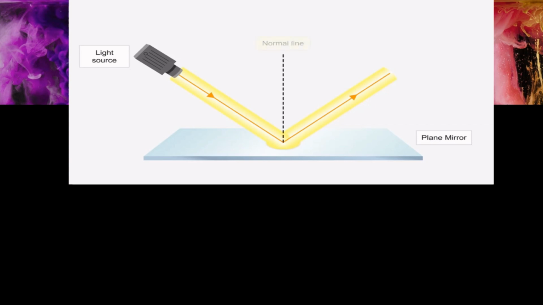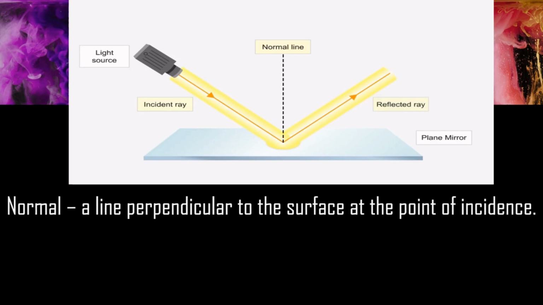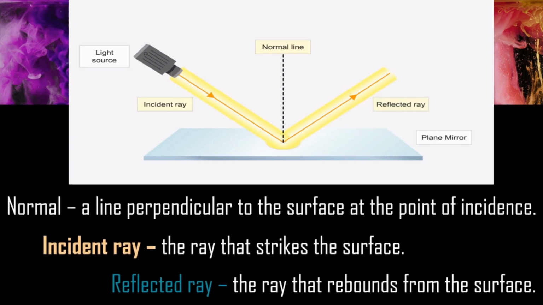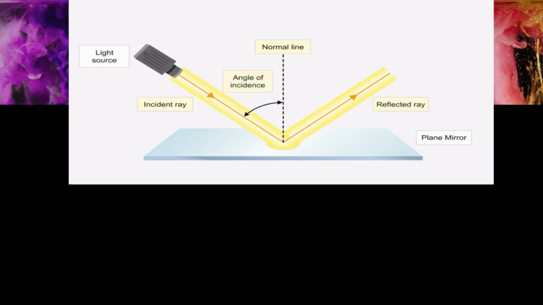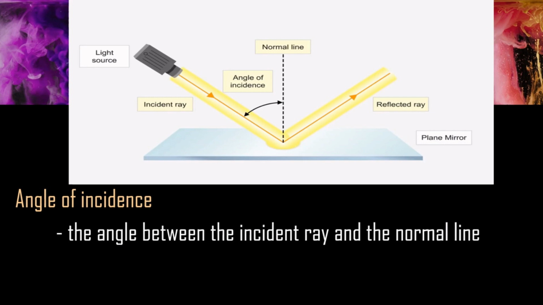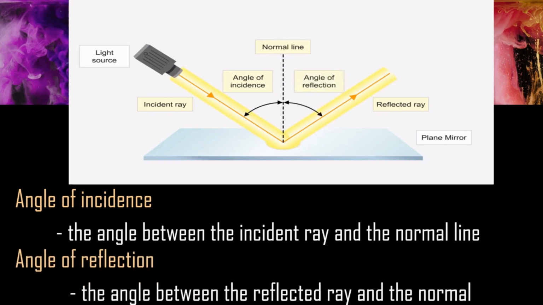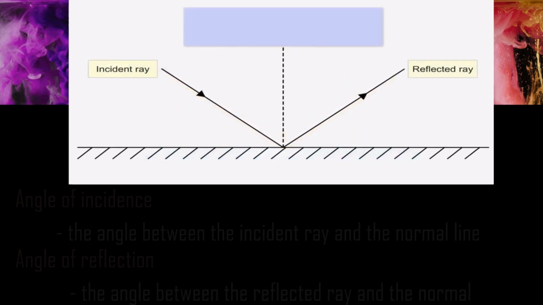At the surface of the mirror, the normal line is an imaginary line perpendicular to the surface. The incoming light ray directed at the surface is called the incident ray. The light ray that bounces off the surface is called the reflected ray. The angle of incidence is the angle between the incident ray and the normal line. The angle of reflection is the angle between the reflected ray and the normal line.